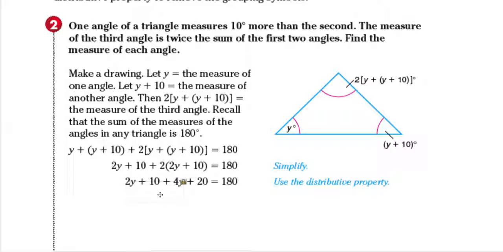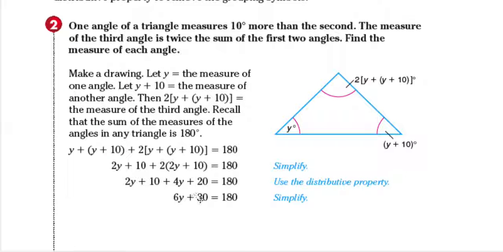Okay, 6y plus... Sorry, 6y plus 30 equals 180. And then we subtract. Okay, now that we have simplified that expression, we can now solve for y.